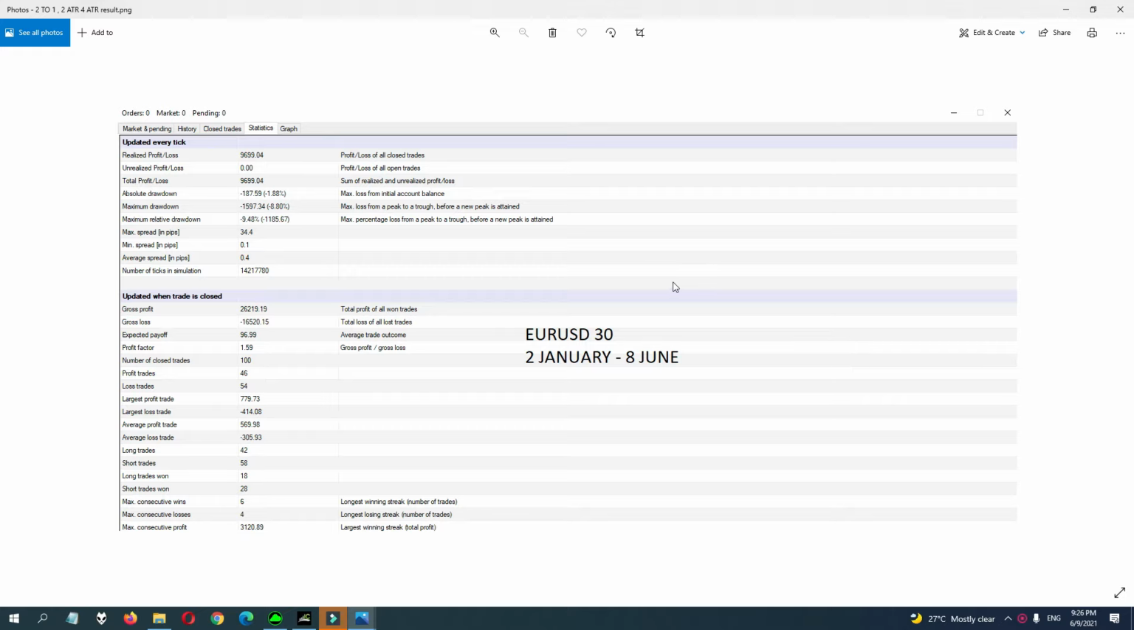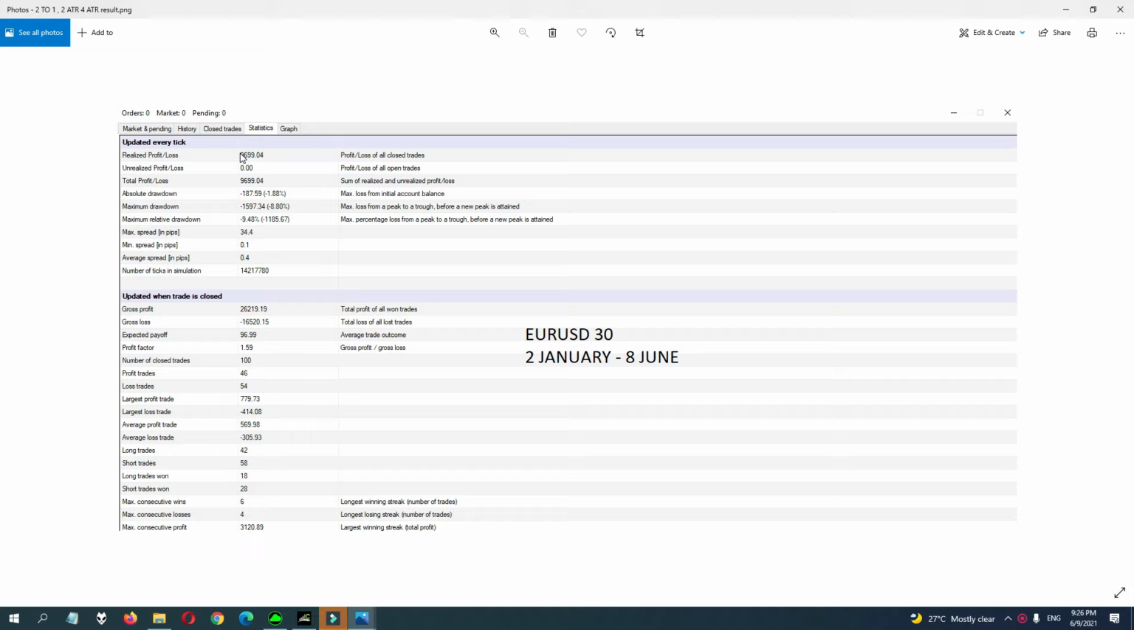Okay, so this is the result of 100 backtests. It's EUR/USD 30-minute chart from 2 January until 8 June. We have 46 wins and 54 losses, so that's pretty good. Max consecutive wins 6, max consecutive losses 4, and this is a $10,000 account in the simulation. I risk 2% per trade, so we almost double our account in 100 trades.